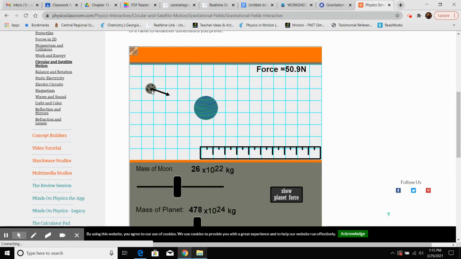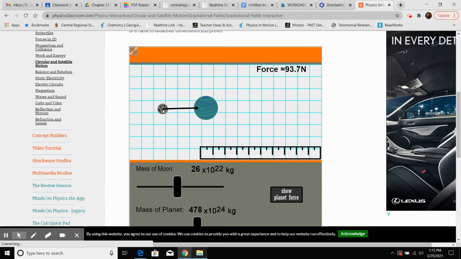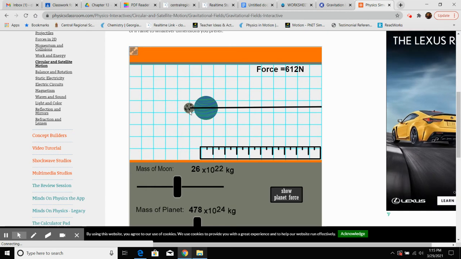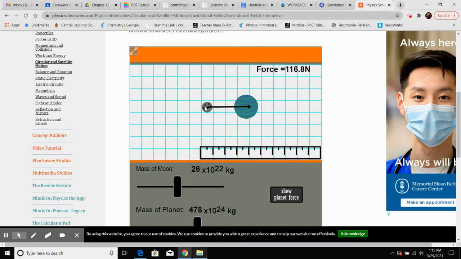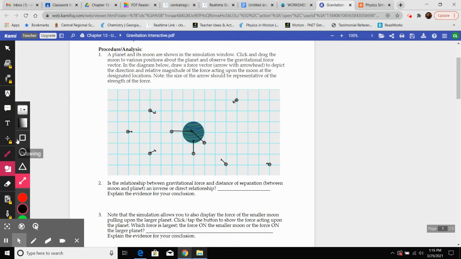So let's see. If we decrease the distance between them, what happens to the force vector? Holy crap, it got a lot bigger. So if the distance between them decreases, the force between them increases. If I move them away from each other and increase the distance, what happens to the force? It decreases. So that would be an inverse relationship.